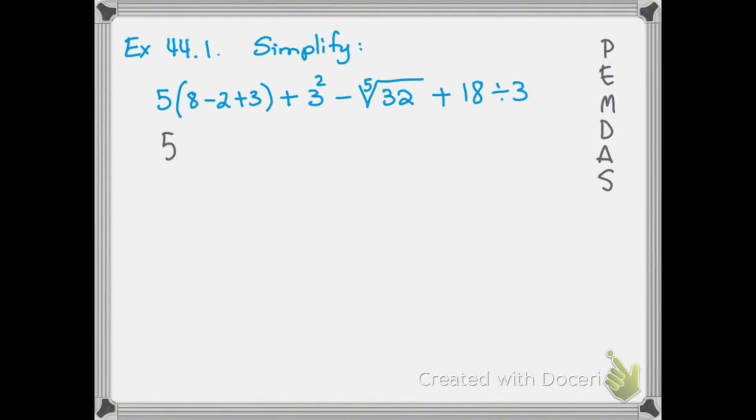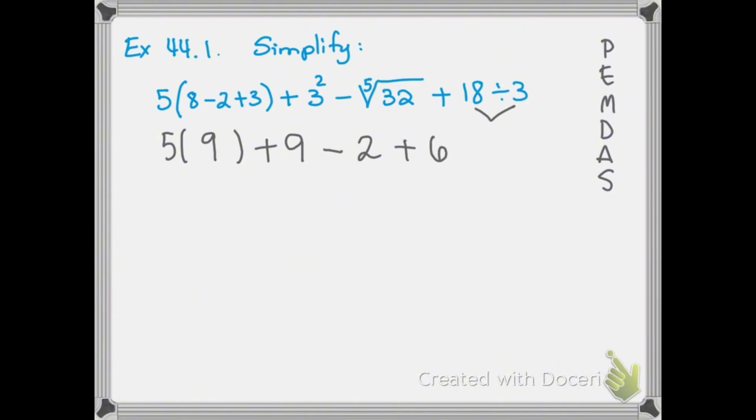First, we're going to start with the parentheses. So 8 minus 2 is 6, and 6 plus 3 is 9. Then we're going to do the exponent. 3 squared is 9. Then we're going to look for the fifth root of 32, which again is which number multiplied by itself 5 times equals 32. The answer is 2. And then we have that division, which we can do right now because there's nothing else affecting those numbers. So 18 divided by 3 is 6.